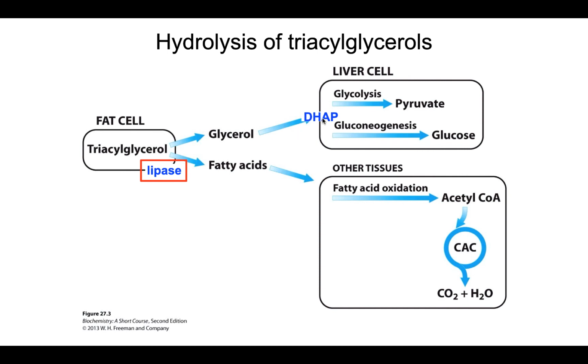phosphate. That can either be involved in glycolysis to be converted to pyruvate, or it could be involved in gluconeogenesis to be used to make glucose.